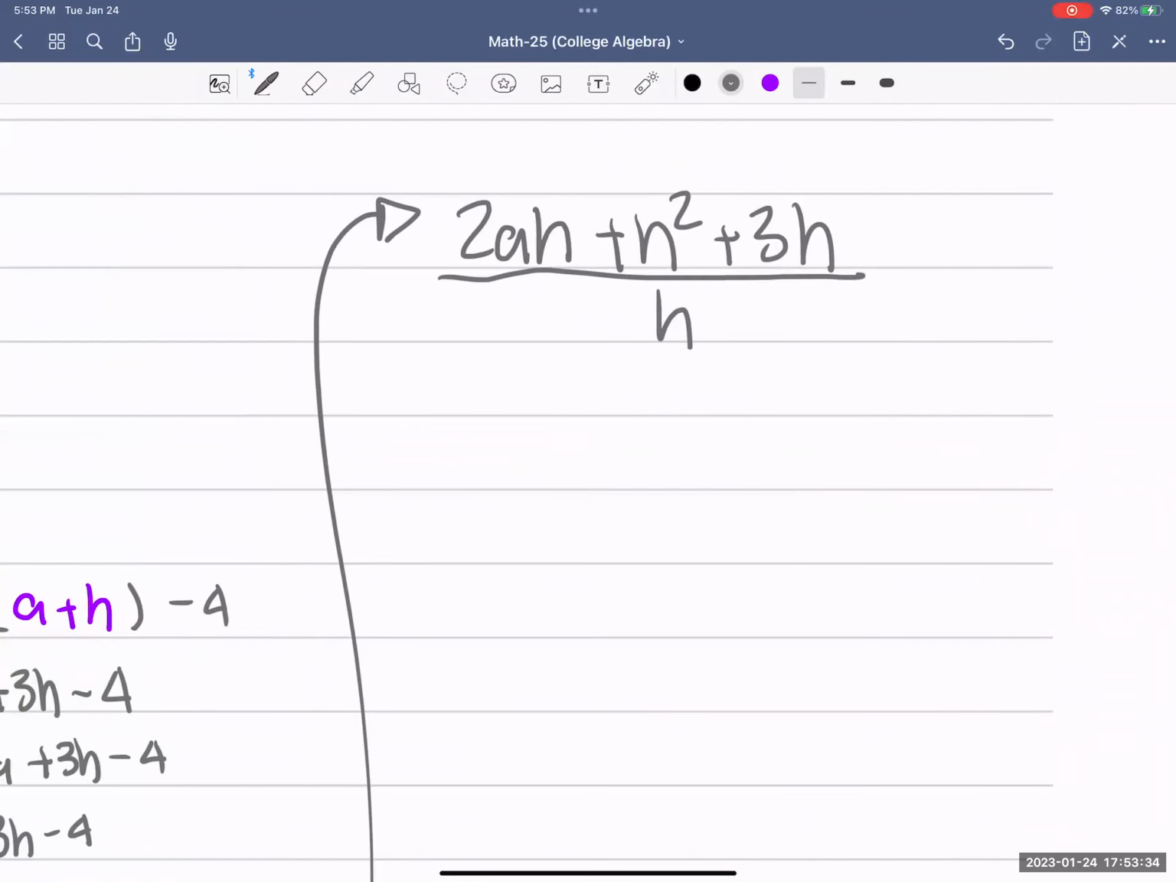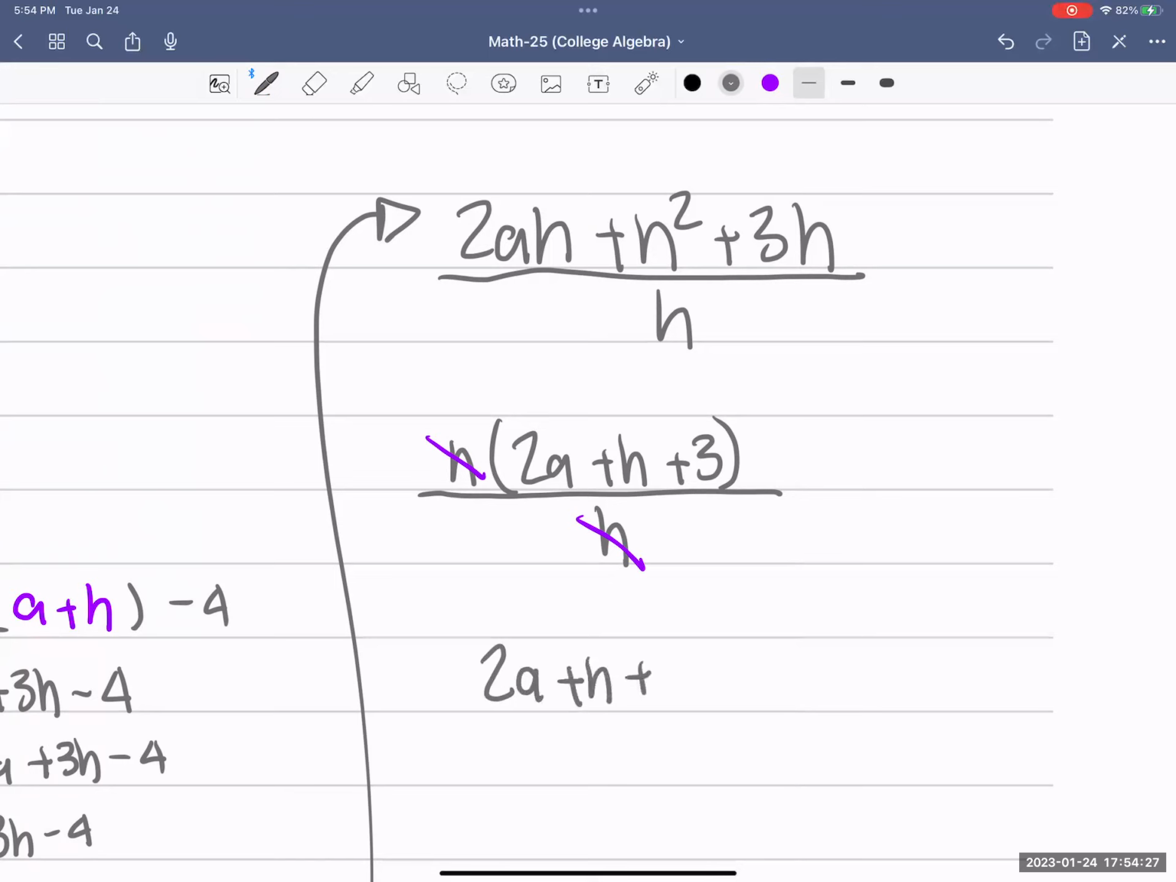And it looks like everything has an h in it, so we could either factor it out or just divide each of them by h. I kind of like the factoring out just to strengthen our skills in factoring. Each of these have an h in common, and it looks like that's the most they have in common. So let's factor out an h for the numerator. H times 2ah divided by h is 2a. H squared divided by h is just h. And lastly, 3h divided by h is just 3. More importantly, we have an h in the denominator, so these two divide out perfectly. And we're just left with 2a plus h plus 3. And that's our solution for this last part.